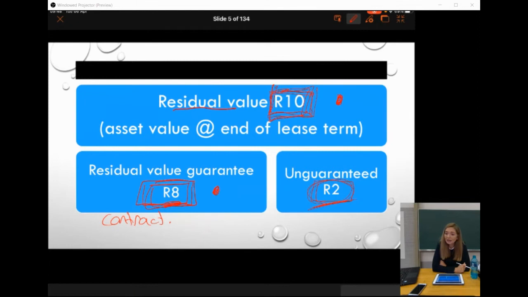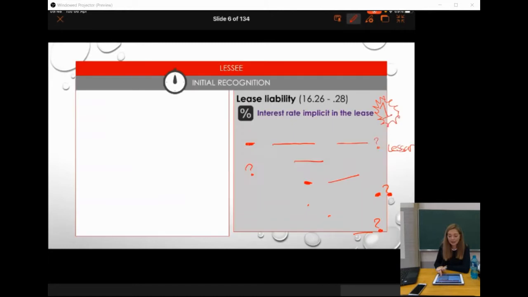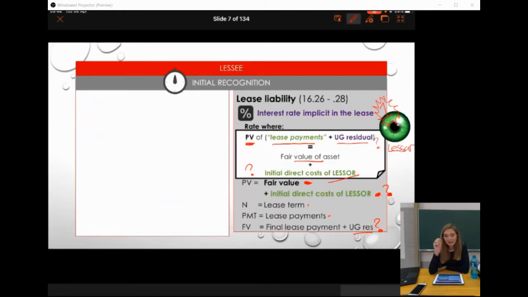Okay, does the unguaranteed residual value affect the lease liability calculation? Yeah, so that's the interesting question. It does not directly affect the lease liability calculation. However, it will affect the interest rate implicit in the lease. So it is going to affect the rate that is used to calculate the present value.